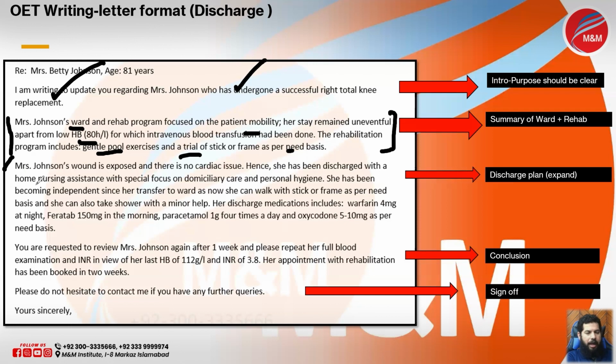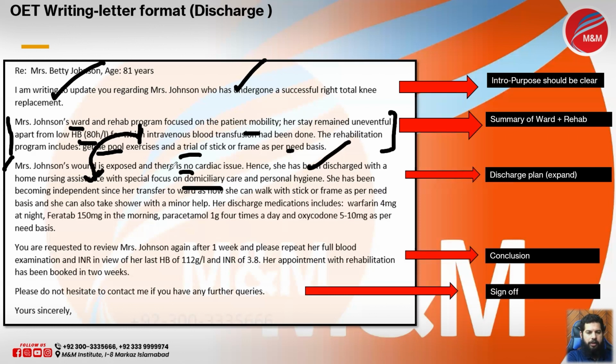Afterward, we have to expand the discharge plan. His wound is exposed, we are adding this in the present tense, with no cardiac issue. Therefore, he has been discharged with home nursing assistance with special focus on home care. We just changed the word, and personal hygiene. And then we had given a picture that was not actually written over here. We had given a picture over here. She has been becoming independent.